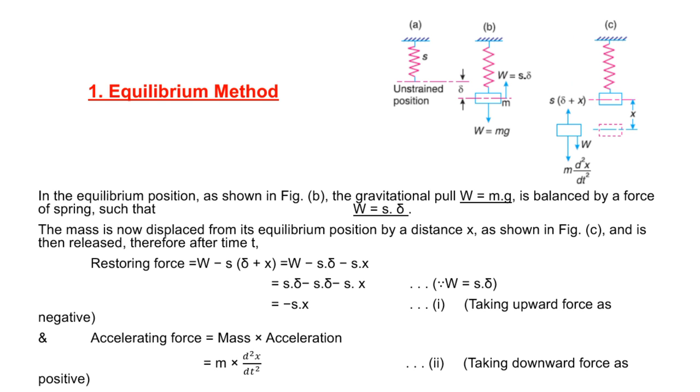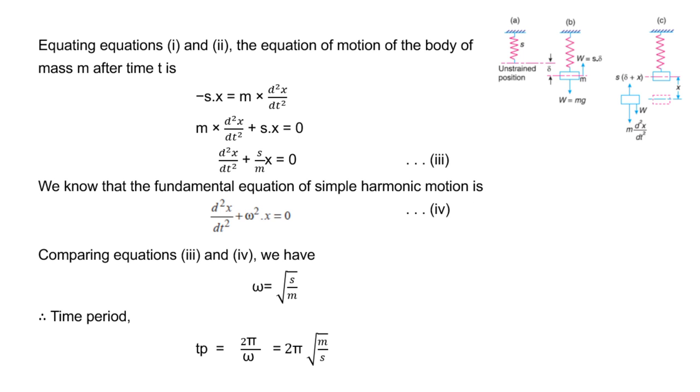What we have done in the equilibrium method, we have drawn a free body diagram. In that we have found the restoring force and equated it with the accelerating force. By equating we have got one equation and compared it with the standard equation of SHM, and we have got omega is equal to square root S by m.